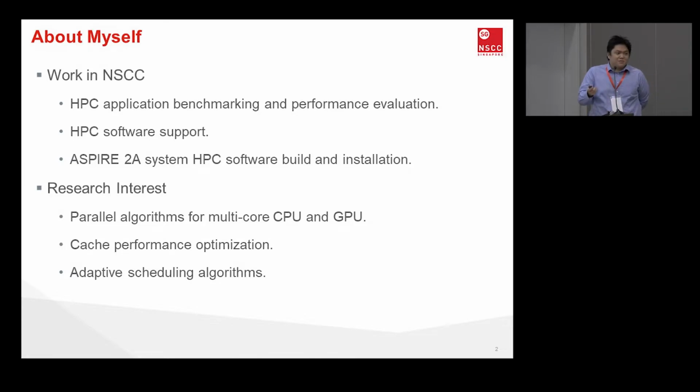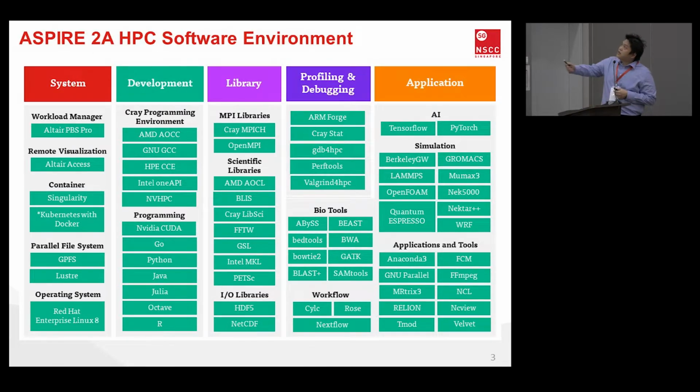His work, as well as partly my work as well, is to work on the HPC application benchmarking and performance evaluation. We also do the HPC software support, as well as the ASPIRE 2A system and HPC software builds and installations. His interest is in the parallel algorithms for multi-core CPU and GPU, cache performance optimization, and adaptive scheduling algorithms. So these are Shin Yee's interests, not mine. Okay, so I think Paul showed the same slide just now. Never mind, we go into the details.